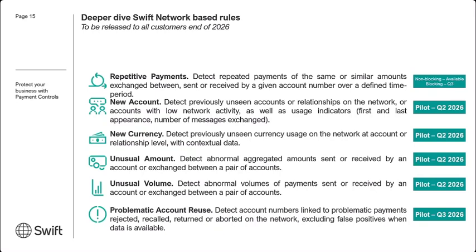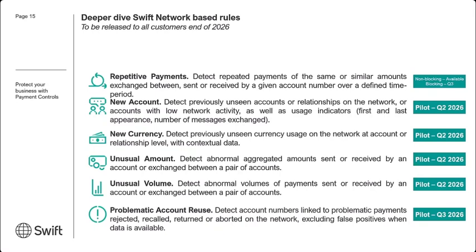Then we have new accounts, which will detect accounts that have never appeared on the Swift network or that have extremely low historical activity. You've got new currency, which is very similar to the new account one. And it looks for accounts suddenly transacting in a currency they've never used before, which can be a red flag for laundering patterns or impersonation schemes as well. Next, you've got unusual amount and volume. So they aggregate network level behavior to highlight accounts exchanging amounts or volume that deviate from what's considered normal across the ecosystem. So it's really done using averages for this one. So it's not just what's unusual for you, but what's unusual for everyone.